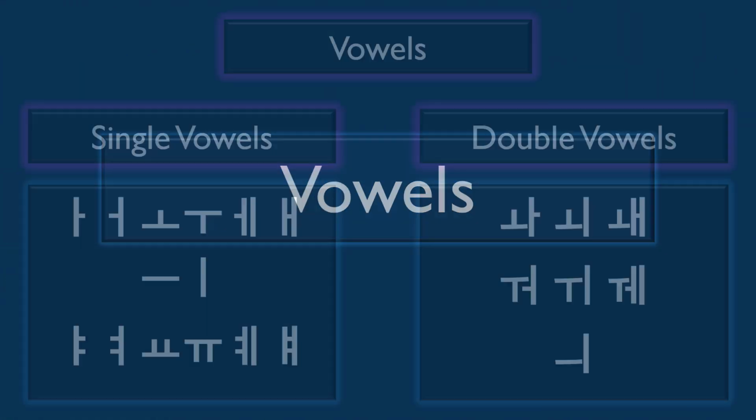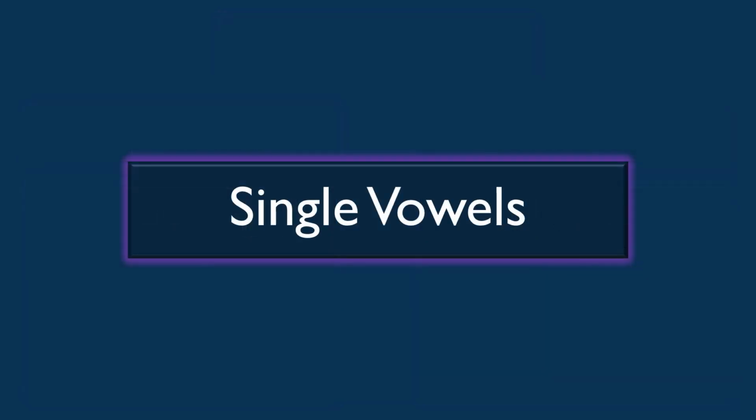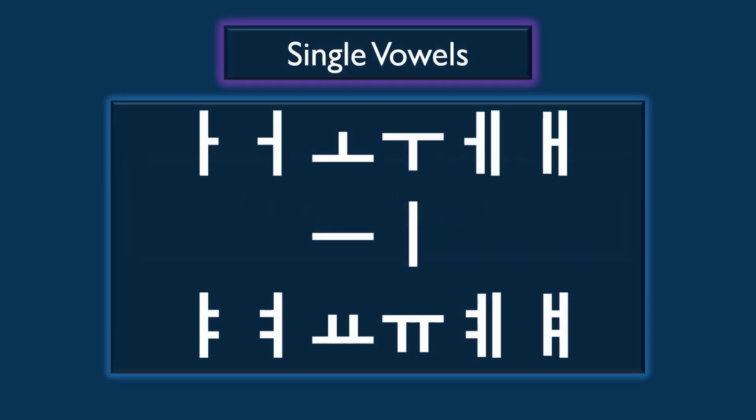Vowels. There are two kinds of vowels, the single vowels and the double vowels. Single vowels. There are 14 single vowels. I will introduce them to you one by one with some words that begin with the single vowel which is being currently introduced.